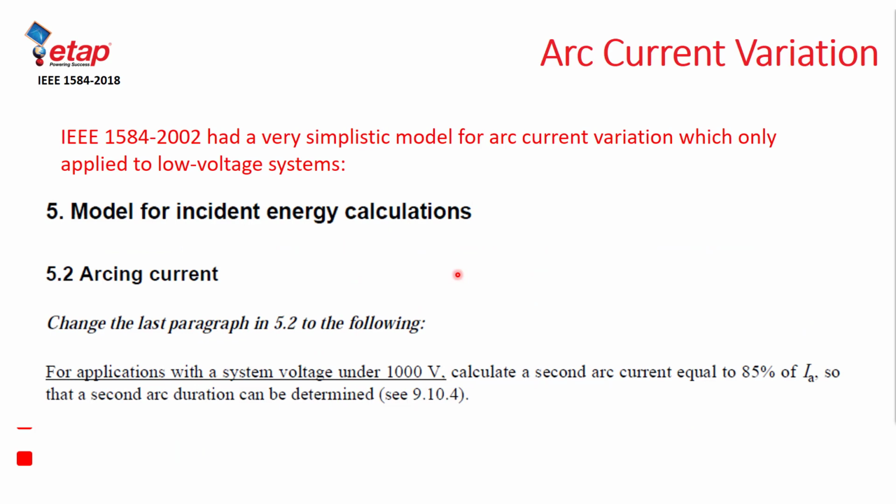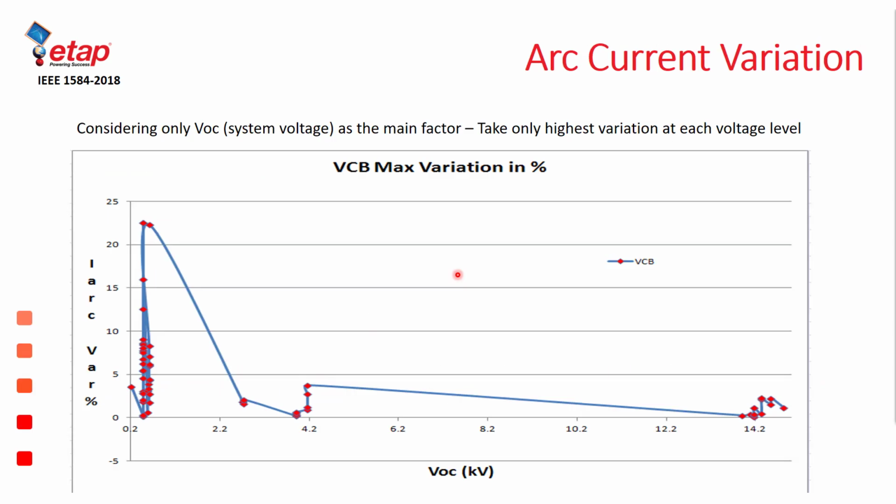So just to go back into the history of the standard, we all know and we have used this, especially if you have done power system analysis studies or arc flash studies using ETAP. As we remember, the IEEE 1584-2002 had a very simplistic model for the application of arc current variation. Simply reduce the current by 15%, or take 85% of the original arc current, and redo the calculation a second time to see if that effect produced higher incident energy.